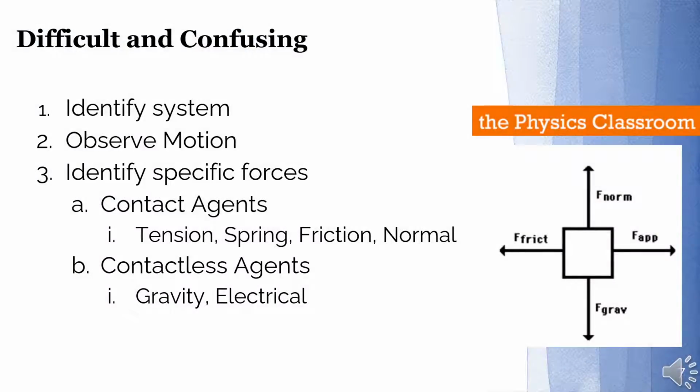This week, we walked through the steps of constructing a free body diagram. First, we identified the system. Next, we observe the motion. Lastly, we identify the specific forces acting upon the system. Starting with the contact agents, we see if there's any tension, spring, or normal forces. Then we turn to contactless agents and write down any gravitational or electrical forces.